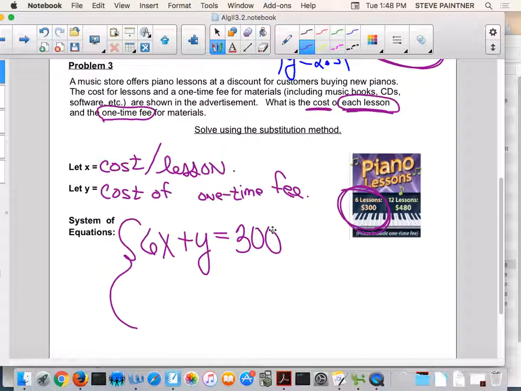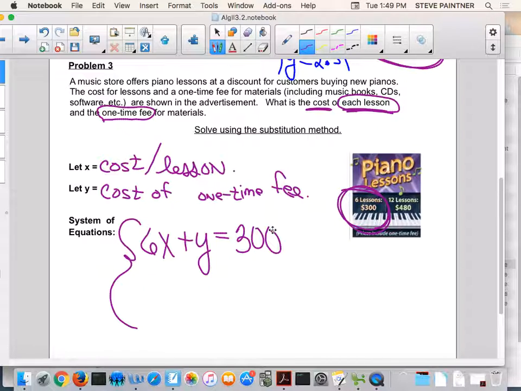So if the lessons cost you $10 a lesson, 6 lessons times 10 is 60. I don't think the answer is $10, just so you know. I made that up. But does this make sense? You take 6 lessons times the price per lesson, plus he adds in the fee, the cost of the one-time fee. Would that equal the total price, 300? Does it seem to make sense?